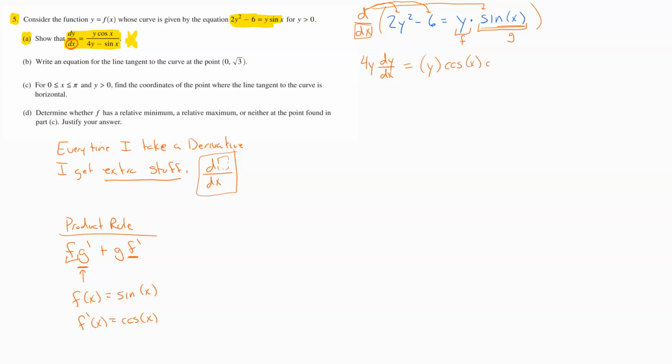I took the derivative of an x, so I fill that box and I get a dx dx. Every time I take a derivative, I get extra stuff. Then the rule says plus, go grab the g piece, which is the sine of x, and then multiply that by f prime. The derivative of y by itself would just be 1, and then I took the derivative of a y, so I get a dy dx.